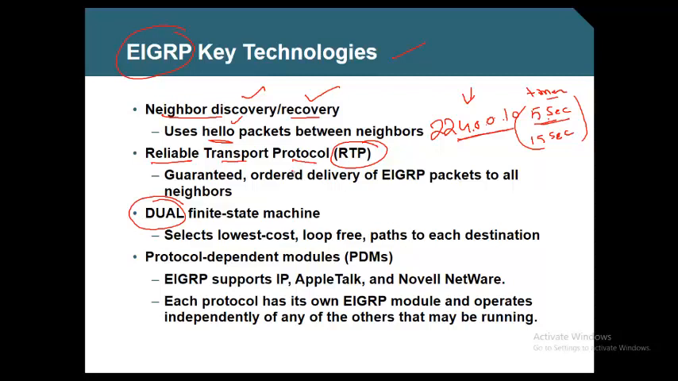Now, what is reliable transport protocol for? As the word says, it is reliable. It is to guarantee that all the updates are delivered to all the EIGRP neighbors without missing. There is a kind of acknowledgement: when one router sends an update, the other router after receiving it will send an acknowledgement by using RTP.